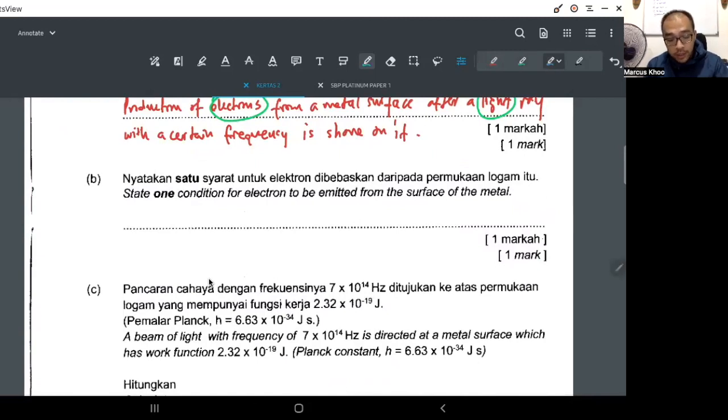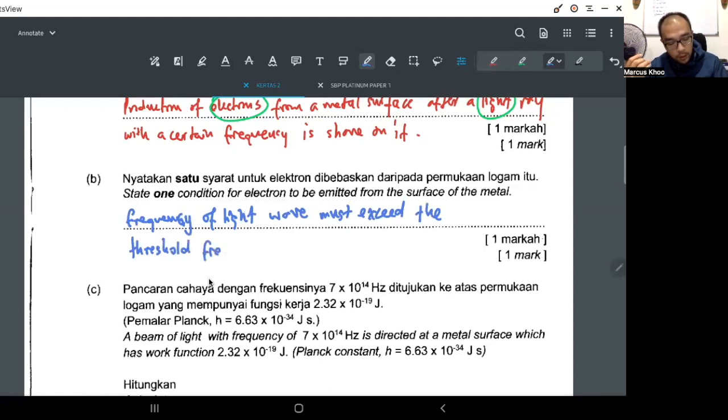Okay, and the condition will be that the frequency of the light ray or the photon or the light wave must be more than the threshold frequency. So the frequency of the light wave must exceed the threshold frequency of the metal. That's the important condition.